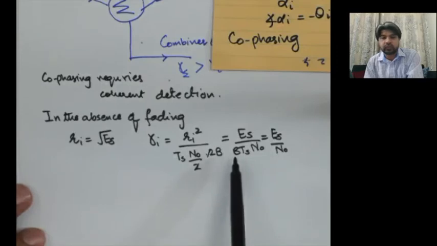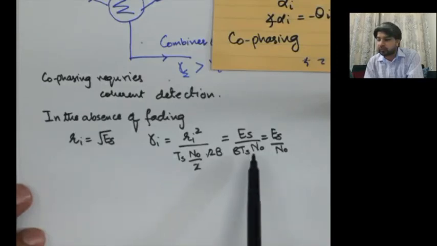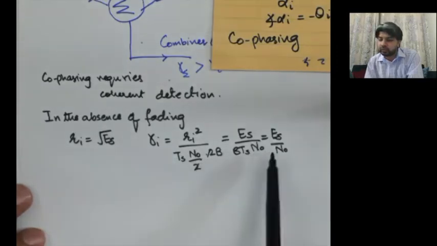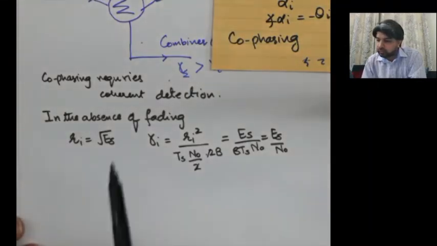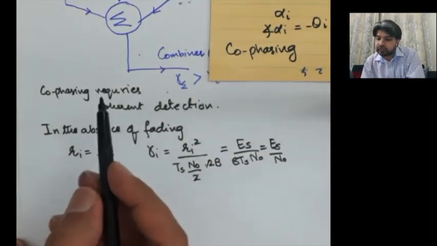That would be your received signal power divided by N0/2 times 2B, or N0 B, which would be your noise power. So Es over N0 under these assumptions would be your branch SNR for each of these branches.